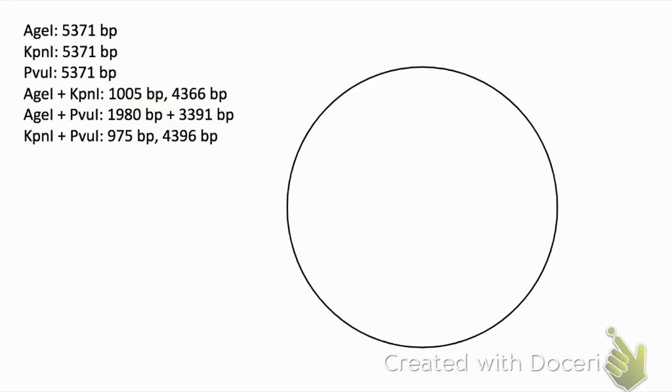AGE1, KPN1, and PVU1. Now, each of those individual digests for AGE1, KPN1, and PVU1 generates a product that is 5,371 base pairs in size. And this tells us that each of these restriction enzymes only cuts this plasmid one time. It also tells us the size of this plasmid. And so, for example, if we were to cut with AGE1 here, that would generate a linear fragment of DNA of 5,371 base pairs.